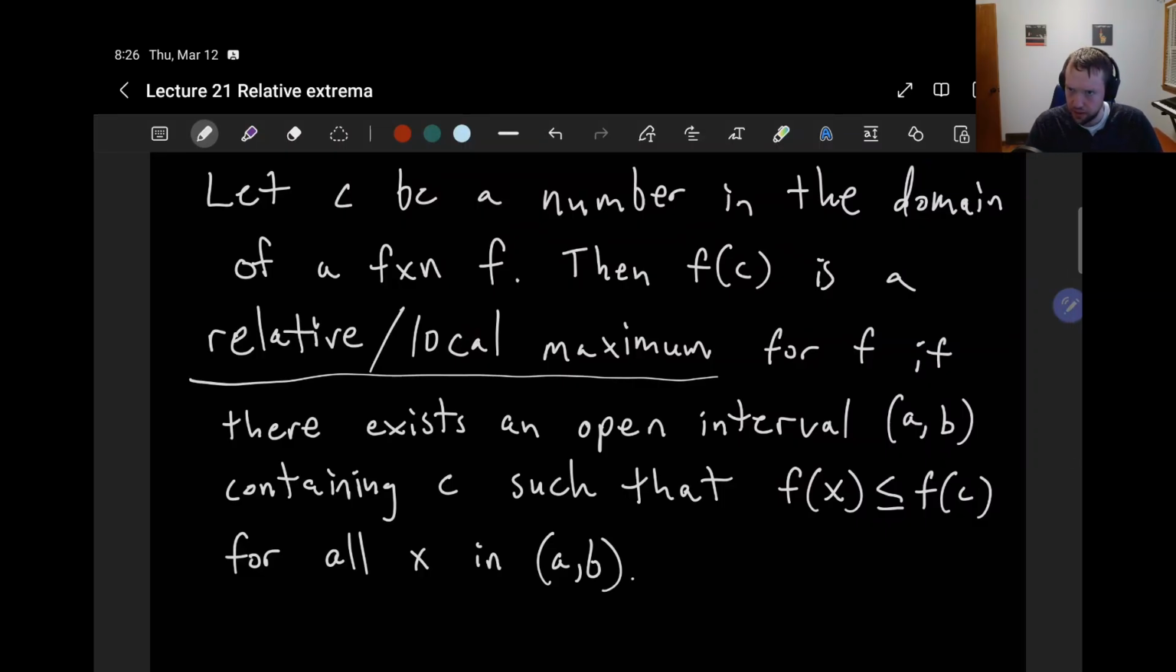So c is a certain x value. It's in the domain of your function f. And then f of c, a y value, is a local or relative maximum if you can find an interval which contains c where all other y values in the interval are less than f of c, or below it.